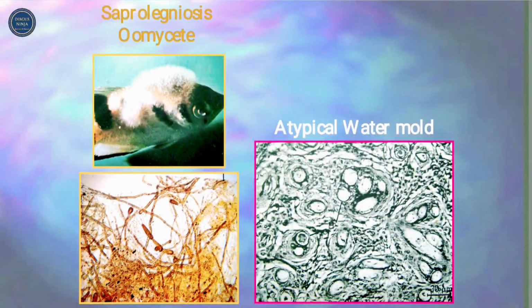Then you have a typical water mold. This one is inside the water, a fungus that grows inside water. So if you always change water, it disappears.